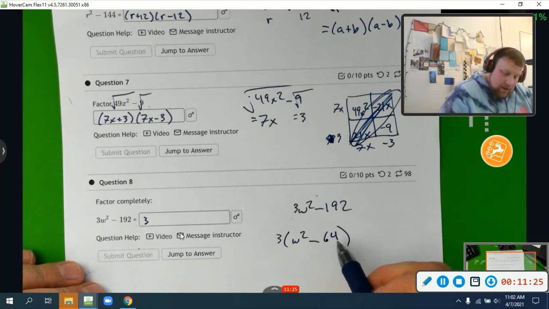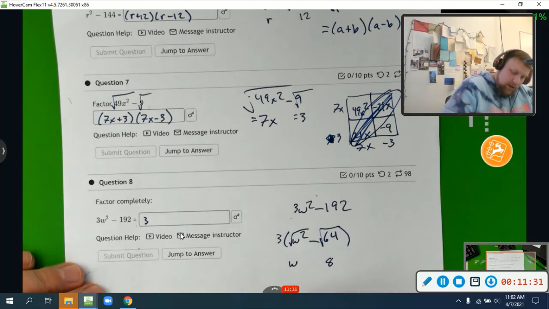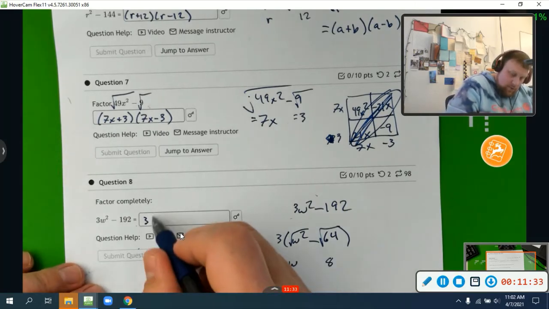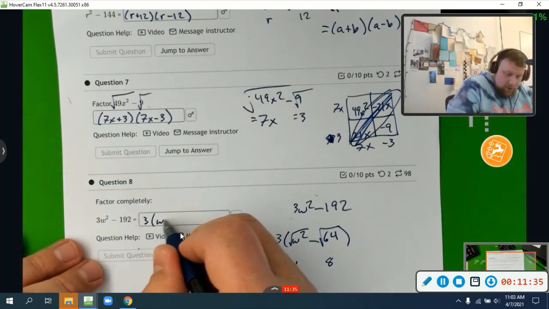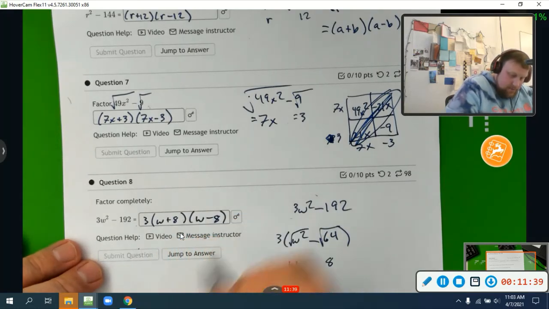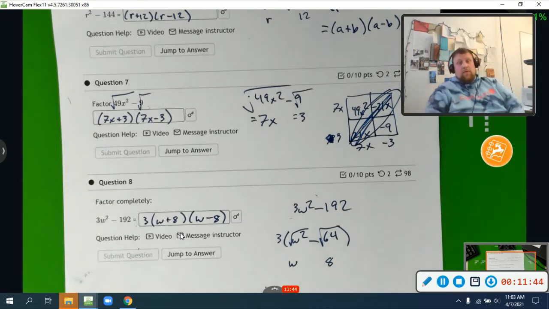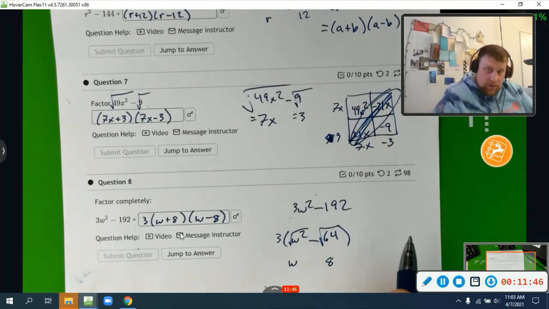And now, look at this. What's the square root of w squared? It's w. Square root of 64 is 8. So I'm going to have 3 times w plus 8 times w minus 8. It just works every time. So there you go. That's an example of work I expect to be shown on all these problems.